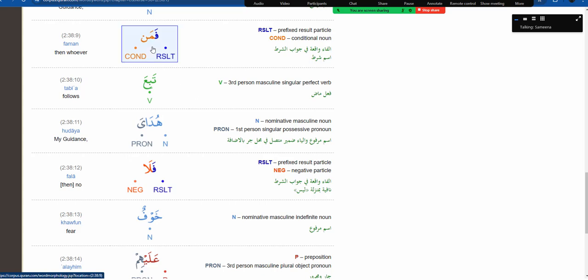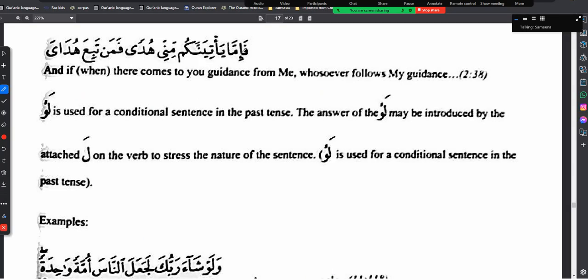And the Jawab shart is preceded with a fa. So imma is a conditional article, and until here is the shart part. And when there comes to you guidance, faman tabiya hudaya, and from here onwards was the Jawab shart, and the Jawab shart is starting with a fa.